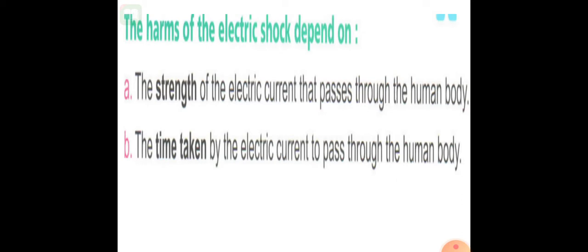What are the harms of the electric shock? It may cause a lot of harms, but the harms of the electric shock depend on: Number 1, the strength of the electric current that passes through the human body. What is the strength of the electricity which passes through the body. And number 2, the time taken by the electric current to pass through the human body. How long?